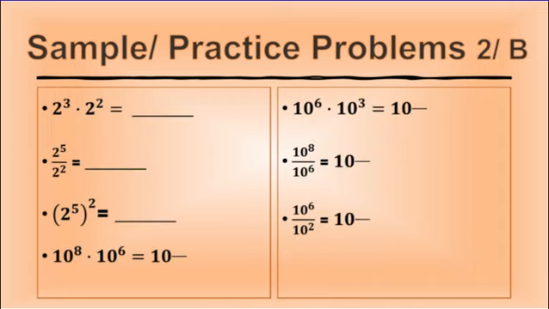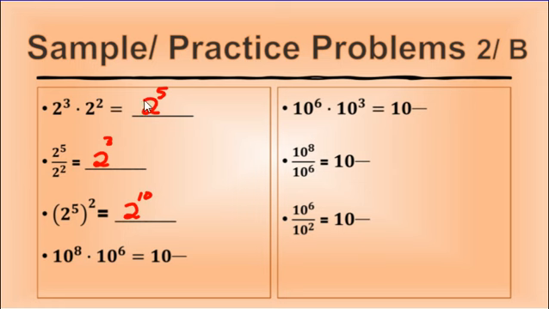And the last problem is 2 to the 3rd times 2 squared would be 2 to the 5th power. 2 to the 5th divided by 2 squared would be 2 to the 3rd power. 2 to the 5th, and all that is squared, which would be 2 to the 10th power.